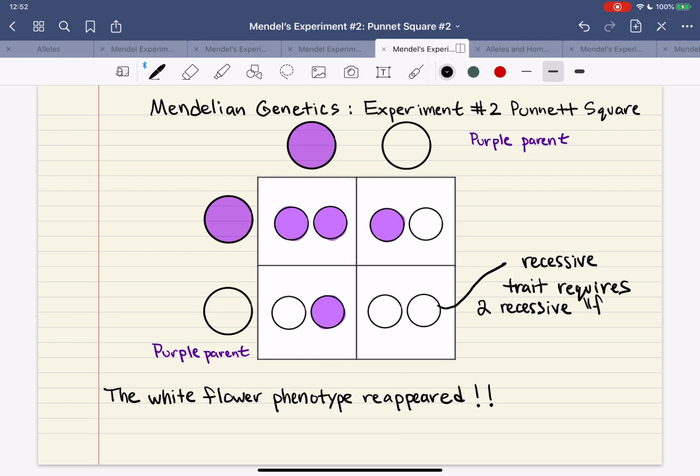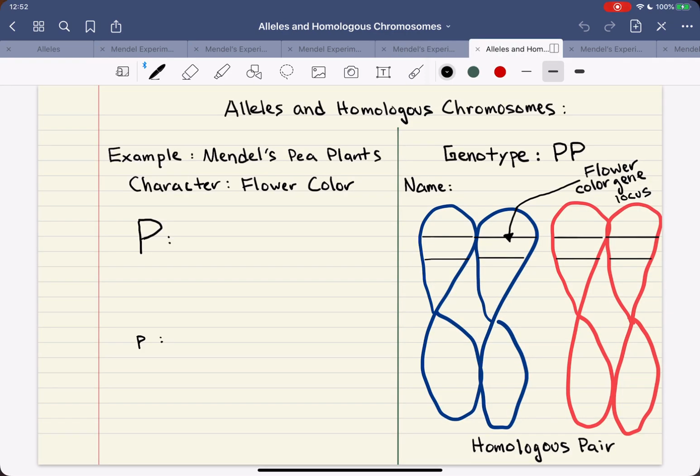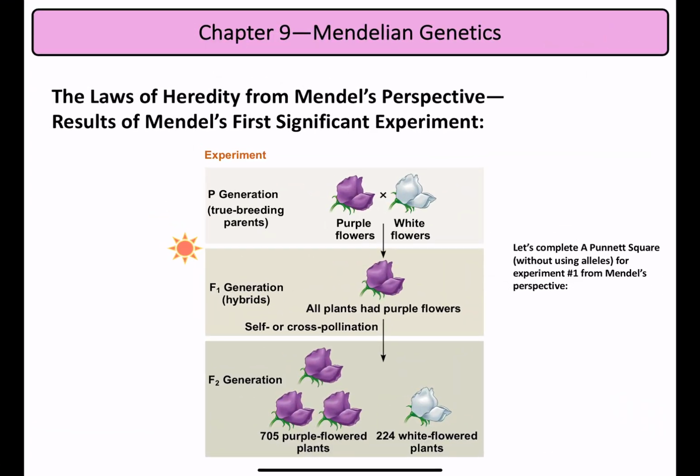I'm going to put factors. Later on, we're going to call that allele, gene. But factors for now. Okay. So this will be our next one when we get there. So we're almost done with our second section here, genetics from Mendel's perspective.